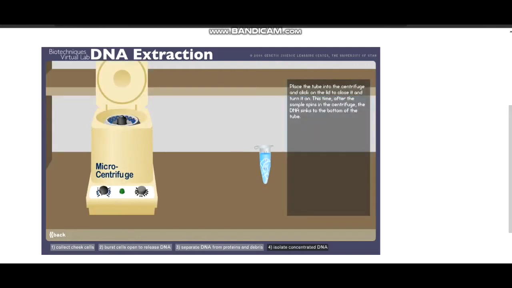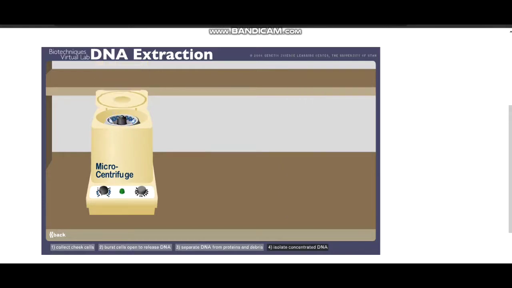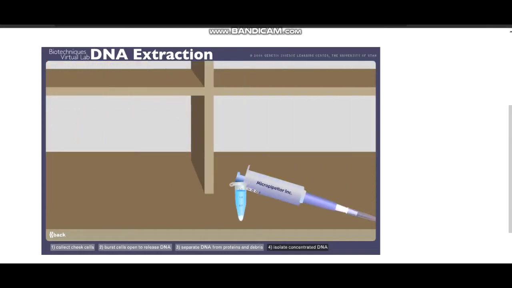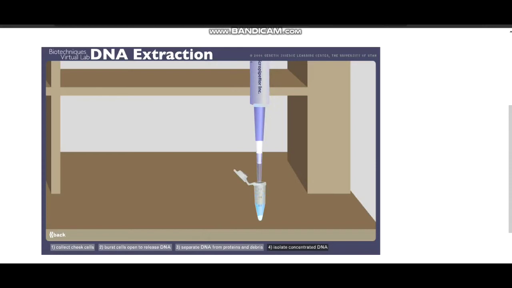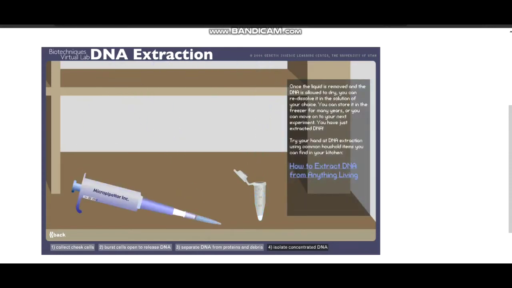Place the tube into the centrifuge, click on the lid to close it, and turn it on. The DNA sinks to the bottom of the tube. When the liquid is removed and the DNA is allowed to dry, you can see the DNA dissolved in the solution.